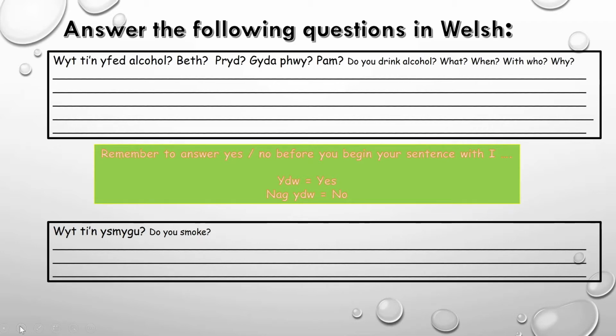So the terms for yes and no you can see in the green box, ydw for yes, nag ydw for no. And then you follow your initial response with a basic sentence which begins with dwi for I. Some of you might be able to include additional detail, things like idioms and reasons, but it is essential that you do not Google Translate your answer.